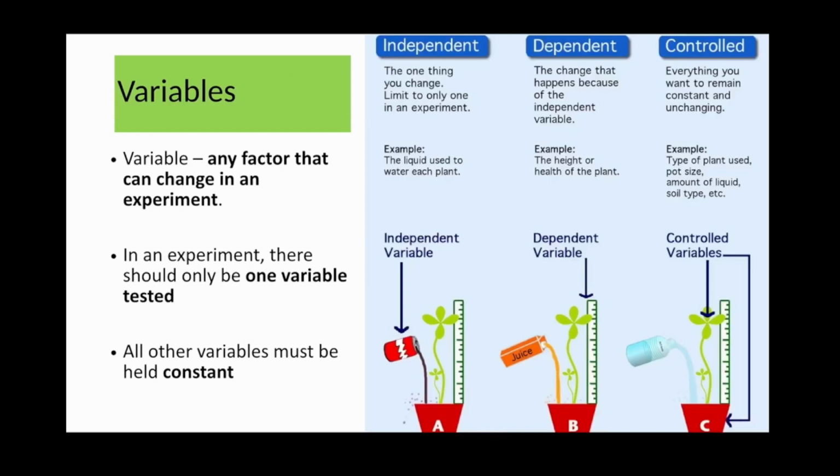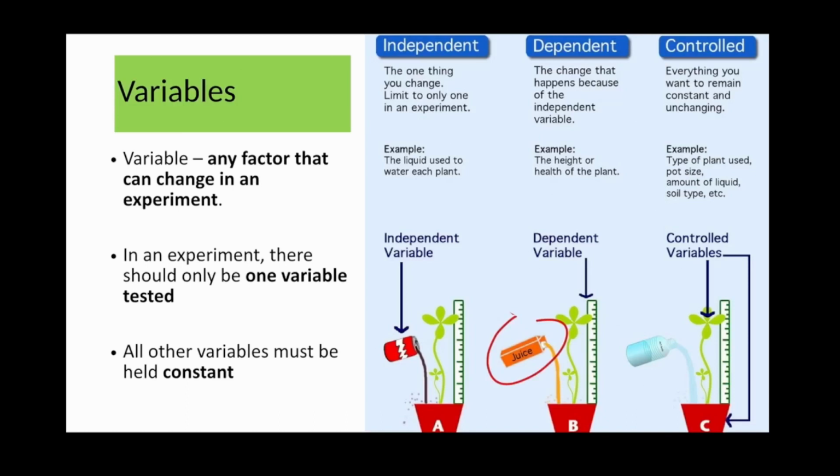So then what are the variables in the experiment? Well, a variable, just definitionally, is any factor that can change in an experiment. So there should be only one variable that you're testing, and all other variables should be held constant or controlled for. For example, with my fluoride plants, not looking at this example here, but this example you could substitute juice there in the middle with fluoride perhaps.